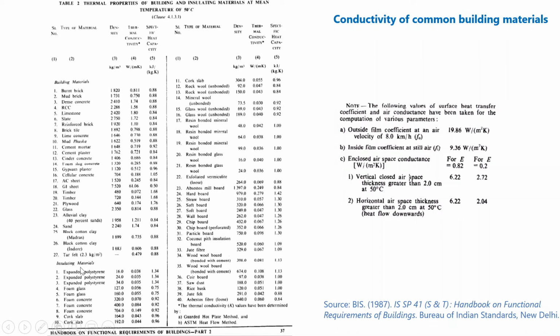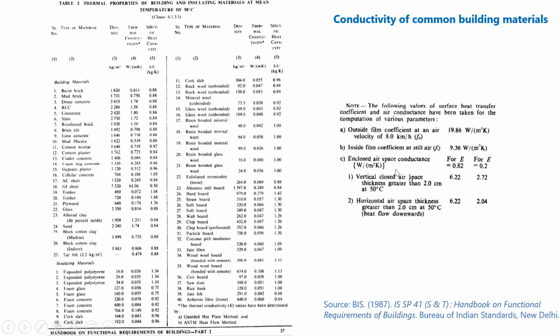Now for the insulating materials also it is given. So almost 67 materials are given in the standard. And these are the Fi and Fo values. The following values of surface heat transfer coefficient and air conductance have been taken for the computation of various parameters. For the outside it is 19.86 watt per meter square Kelvin and for the interior it is 9.36 watt per meter square Kelvin.